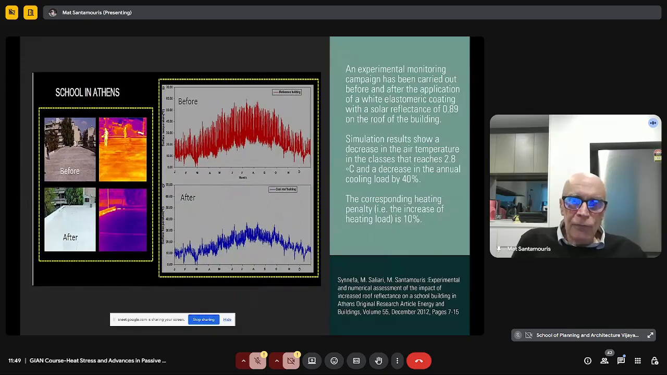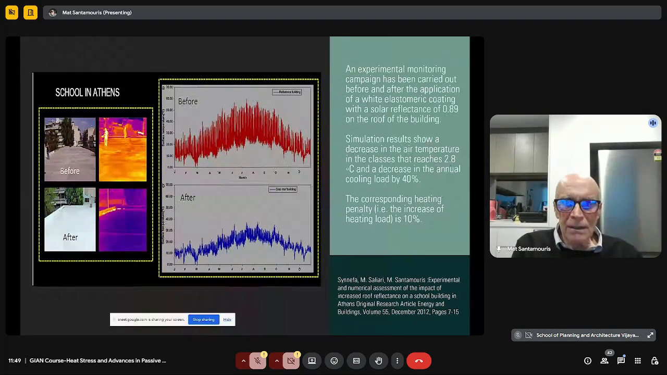What is the performance of cool roofs? I will show you some examples. I will start with an experiment we did 20 years ago in Athens, when we developed for the first time the cool roofs and the cool materials. And we installed a cool roof on the roof of a school. You see how the roof was before and how it was after. You see the temperature at the same time of the roof before, that was really high, and the temperature after.